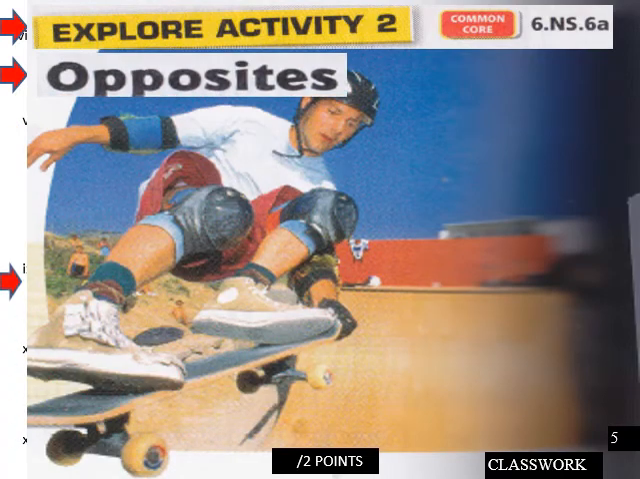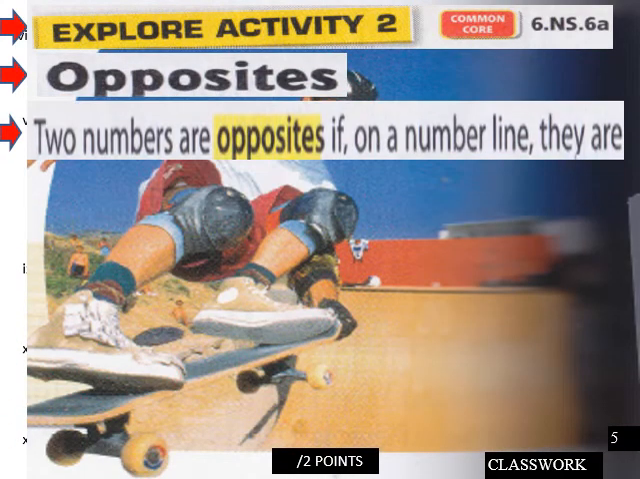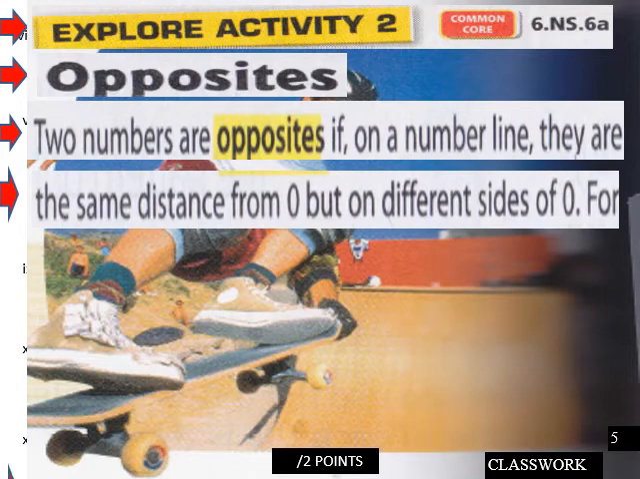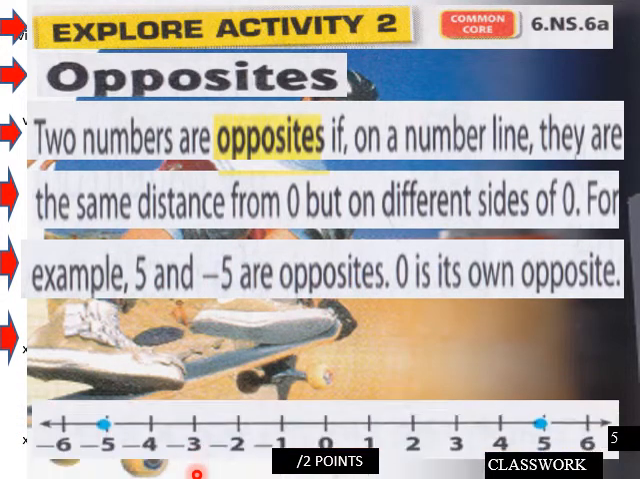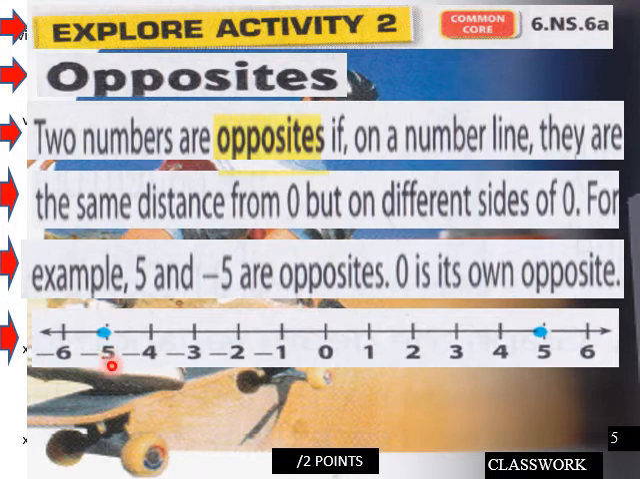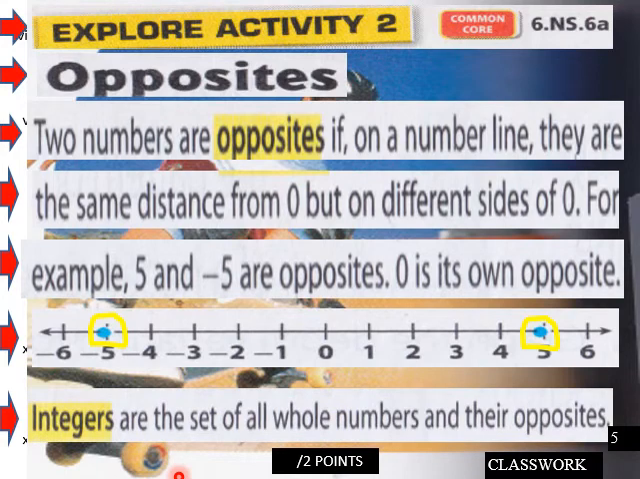Explore activity 2, continued here. Opposites. Two numbers are opposites on a number line if they are the same distance from 0 but on different sides of 0. For example, 5 and -5 are opposites. 0 is its own opposite. -5 and then 5, these are opposites. And then integers are the set of whole numbers and their opposites.